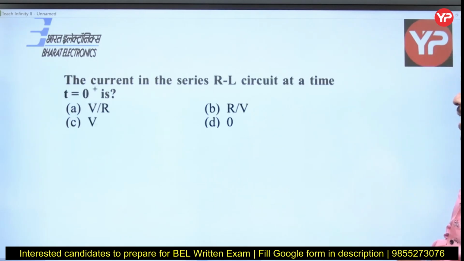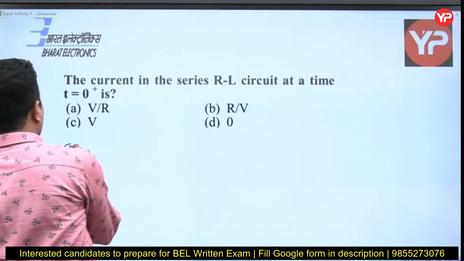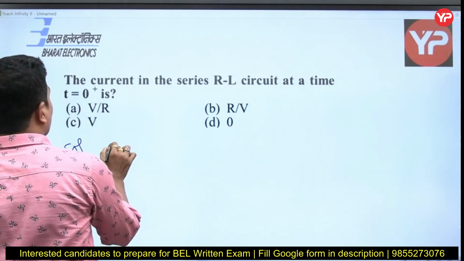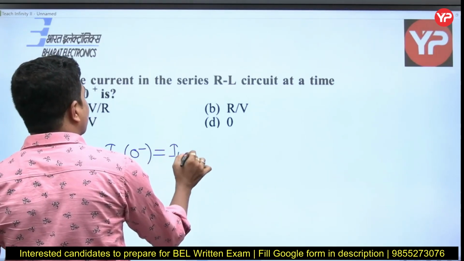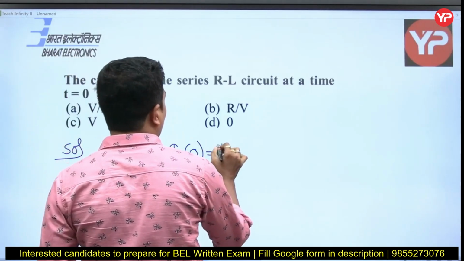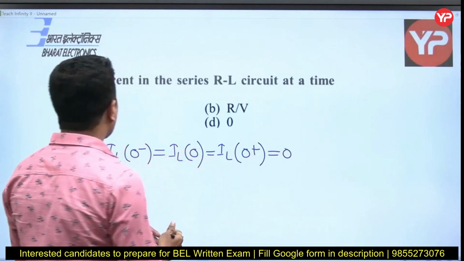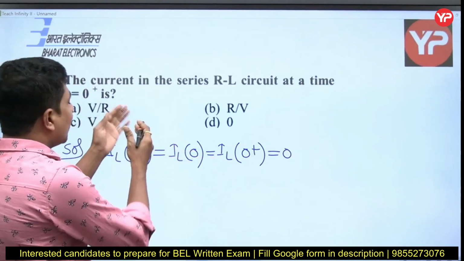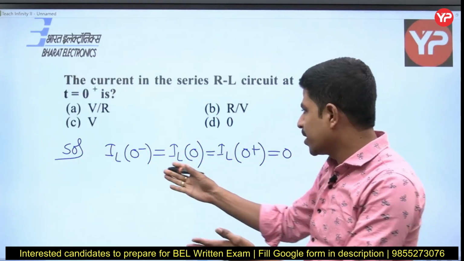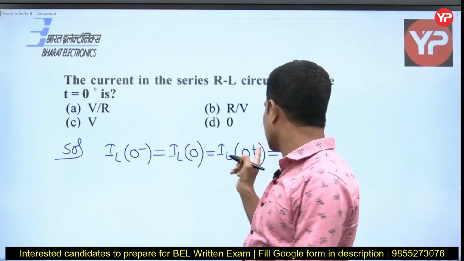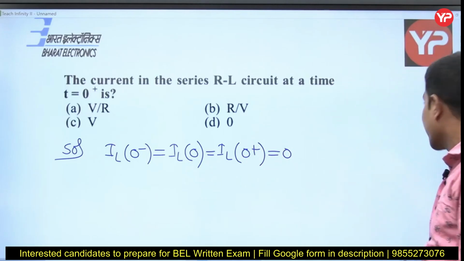Next question. The current in the series RL circuit at t is equal to 0 plus, as we just discussed, the inductor does not allow sudden change in its current. So IL of 0 minus, L stands for inductor, is equal to IL of 0 plus. They are the same as the previous current. But he did not give any previous current. If he did not give any previous current, as the previous current is 0, the present current at t is equal to 0 plus is also 0, because sudden change of current is not possible, right? Next question, please.